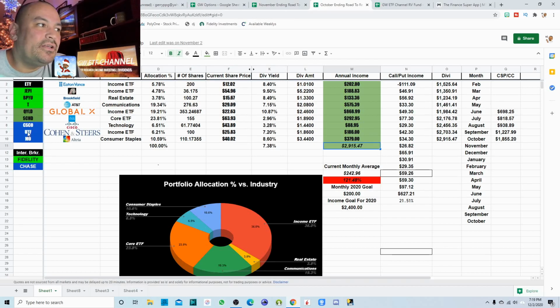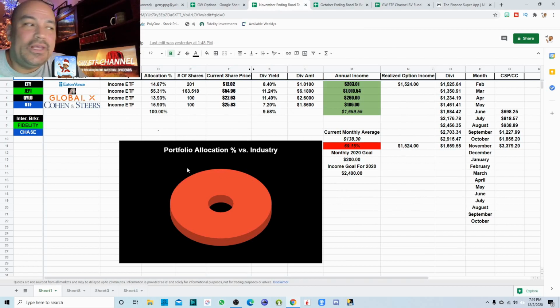AT&T is gone, Cisco is gone, SCHD is gone for now, and Altria Group is gone. All of that got sold, and it went into my Interactive Brokers account where I am doing more options trading. But I am going to scale back in, especially into SCHD. I'm selling some cash secured puts to get back into it. I took profit on it and I'm getting back into it.